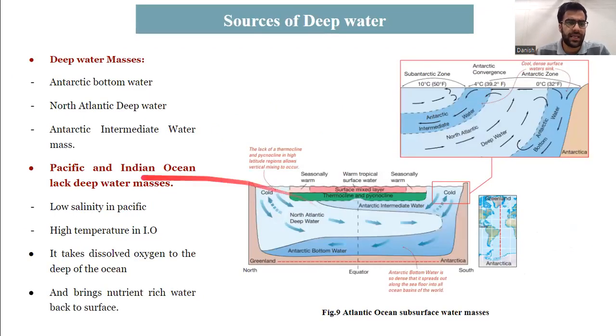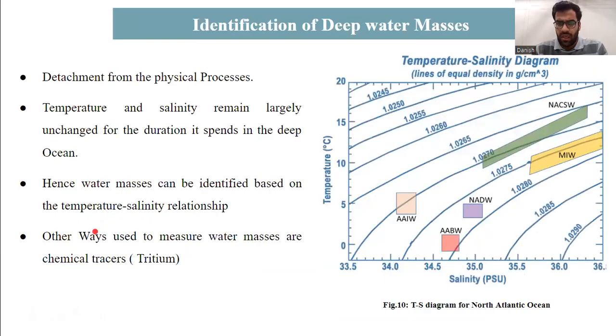And another thing is that in the Pacific Ocean and the Indian Ocean, there's a lack of deep water masses, because the Pacific Ocean has a low salinity, whereas the Indian Ocean has a high density. So, identification of deep water masses: once these deep water masses get detached from the surface and sink down, their characteristics like the salinity and the temperature remain constant throughout the duration in the deep ocean. As a result, we can use this kind of property to identify the deep water masses.